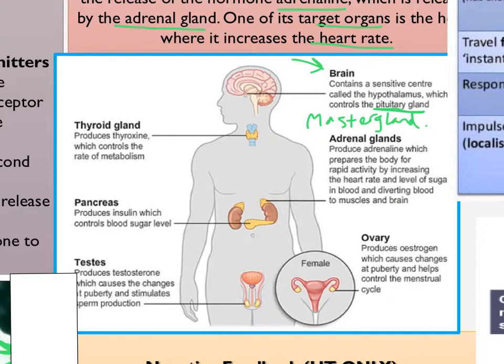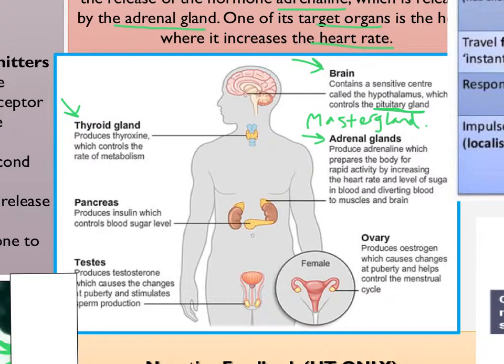A couple of others you might not have heard of is thyroid gland, which produces thyroxine, which controls the rate of metabolism, so the rate that chemical reactions occur in your body. Adrenal glands, you would have heard of adrenaline, fight or flight hormone, and it speeds up your heart rate and increases the levels of sugar in your blood, so to divert resources to your muscles and brain, and that's found on top of your kidneys.